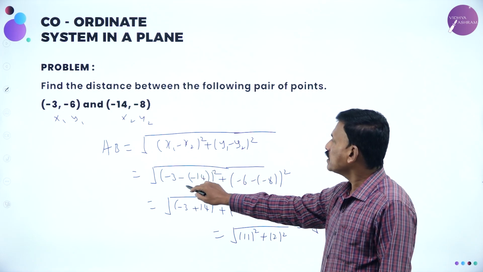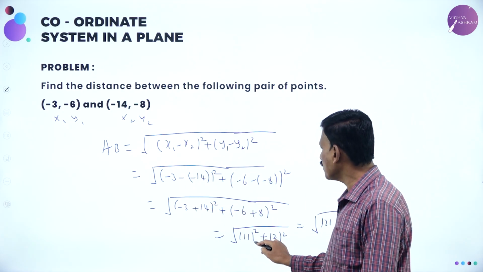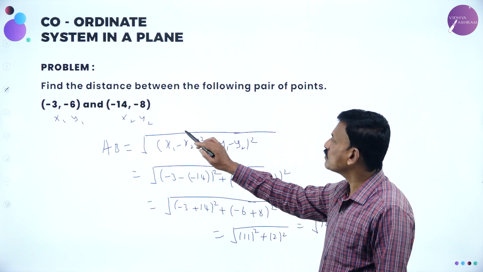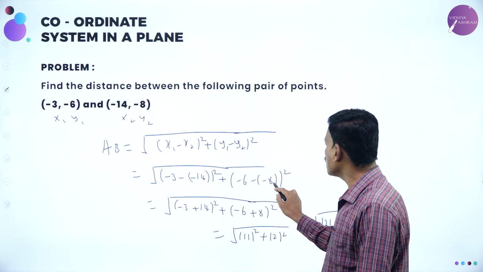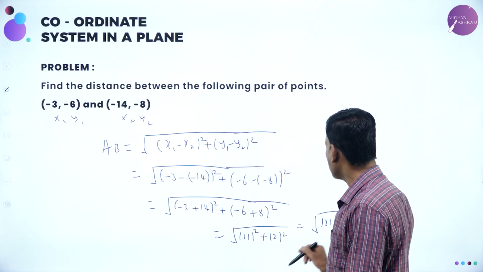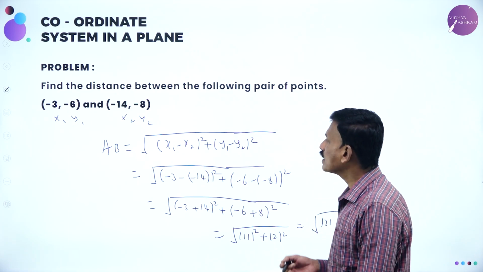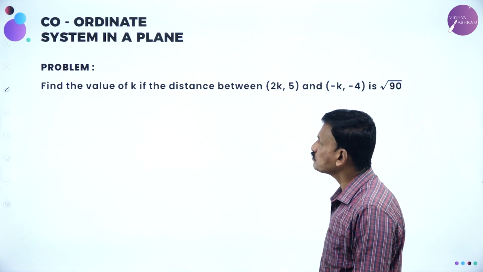So x1 minus x2 whole square: minus 3 minus into minus plus 14, minus 3 is 11, plus y1 minus y2: minus 6 minus into minus plus 8, minus 6 is plus 2. So 11 square is 121 plus 4 is equal to 125 is the distance between these 2 points. Now move on to the next problem.